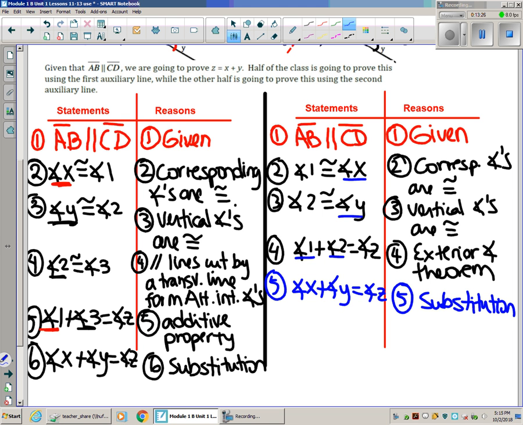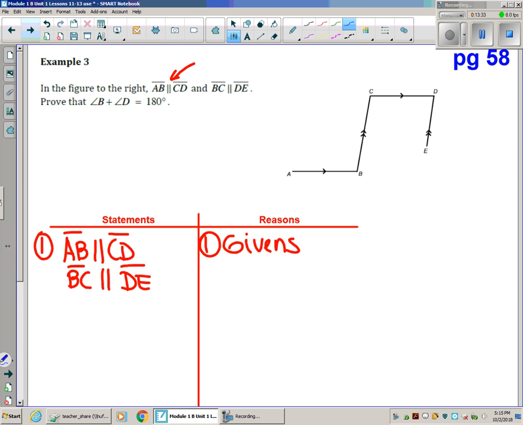Now remember, you could have fewer steps. You may notice something quicker. So just make sure you're using the proper vocabulary. So let's move on to the next page.